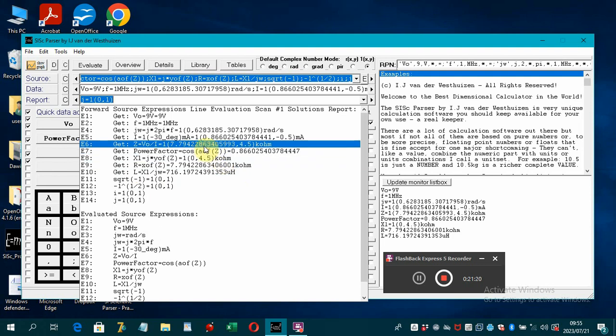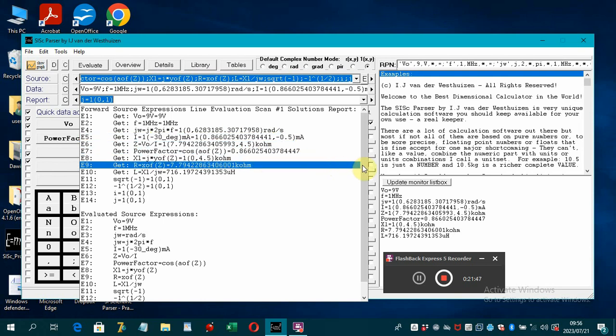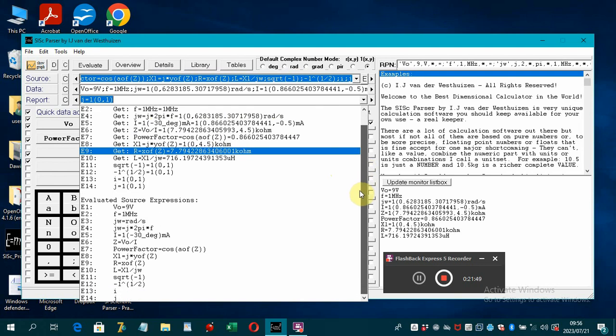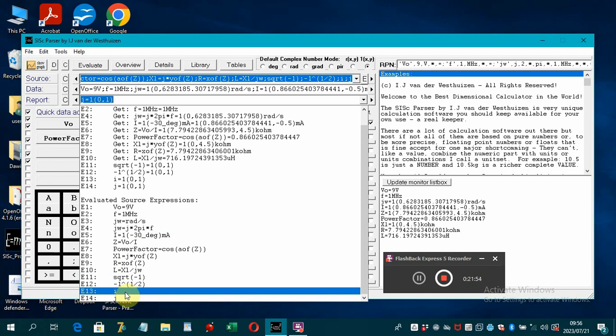The angles are handled automatically, and the conversion from polar to rectangular is handled automatically. You see minus 30 degrees, and it converts it to an x component and a y component. You see there, it's minus 0.5 for the y component, and that is the x component, and the unit is also milliamp. I haven't specified any of that. This is all the formulas; there's no unit specified. You can look through it.